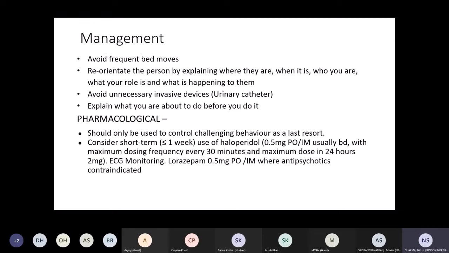So pharmacological treatments. NICE says that this should only be used to control challenging behavior where there's a risk of harm to the patient or the other people around. So for short term, we would use haloperidol, but in practice, you would see that lorazepam is the most commonly used. Why? Because there are a number of contraindications for haloperidol. First one being Parkinson's.